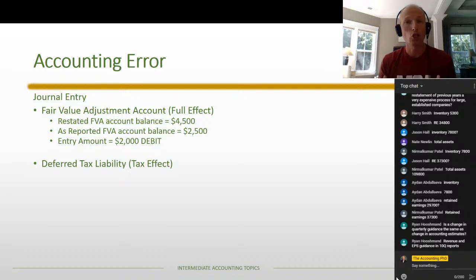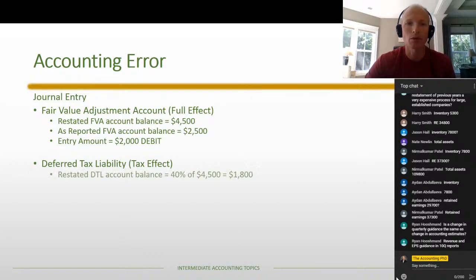And in this case, the cumulative income under US GAAP is more than what was reported under the Internal Revenue Code. And so since it is greater than, then it's a situation where we have a deferred tax liability. All right, so let's talk about the deferred tax liability. The restated deferred tax liability account balance is 40%, which is the tax rate, of the difference in the book value under US GAAP compared to that same book value under the Internal Revenue Code.